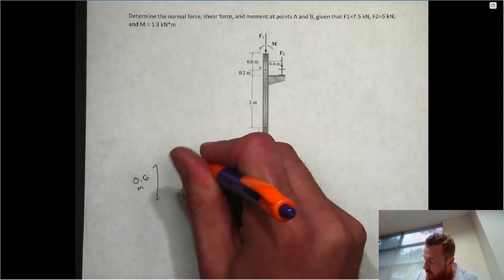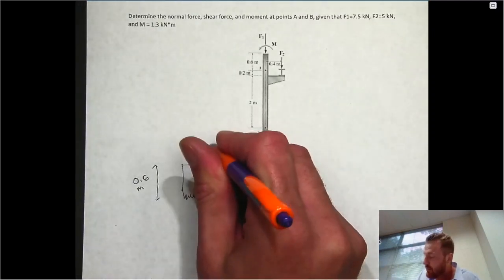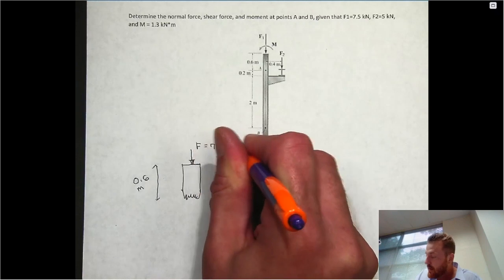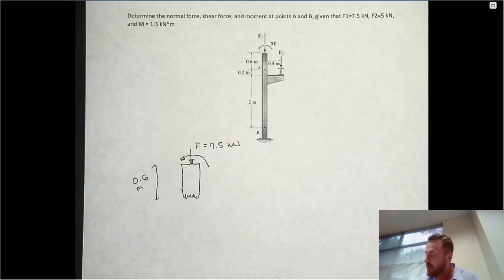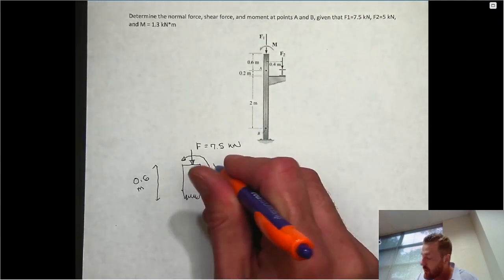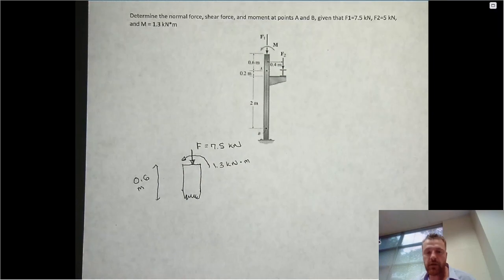But recall that there is the applied force in the downward direction, F1, which has a magnitude of 7.5 kilonewtons. In addition, there is this moment, which is applied to the column. It has a magnitude of 1.3 kilonewton-meters. And what we need to do is add in our internal force system model at the point of segmentation.